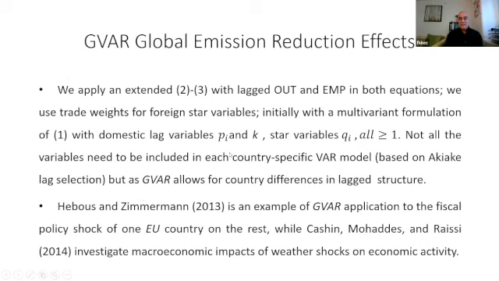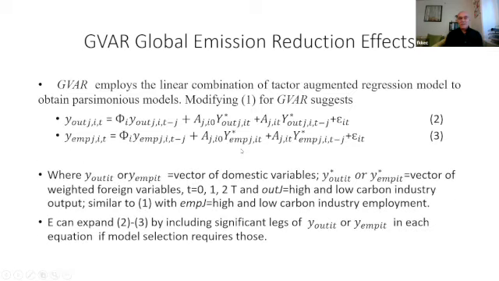So this is the model we've got. I've expanded it a little bit. So we've got the star variables, we have the autoregressive variables. In addition, we also made it multivariate by allowing employment and output in both equations.